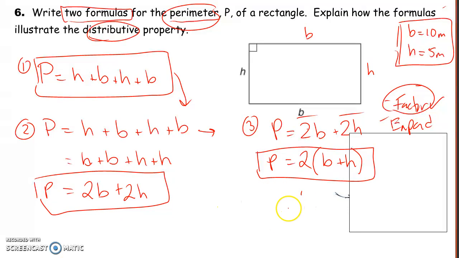You can apply the distributive property proper by expanding this out, multiplying the 2 back in, and we would just end up getting 2b plus 2h, which is exactly what we had before.